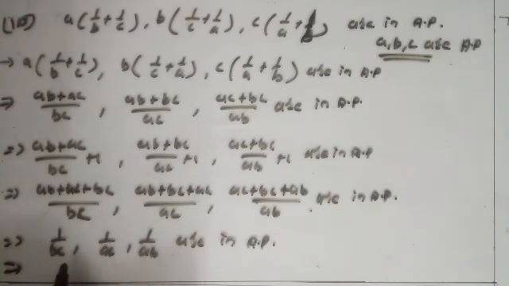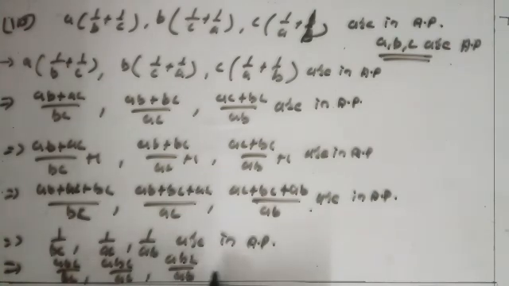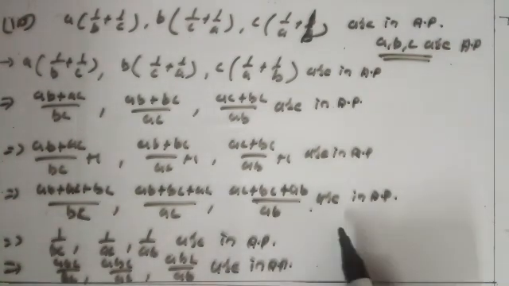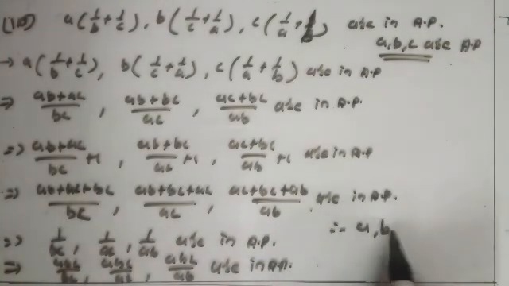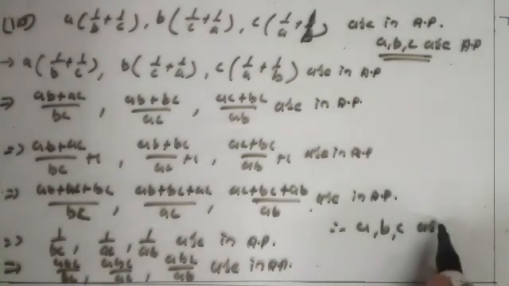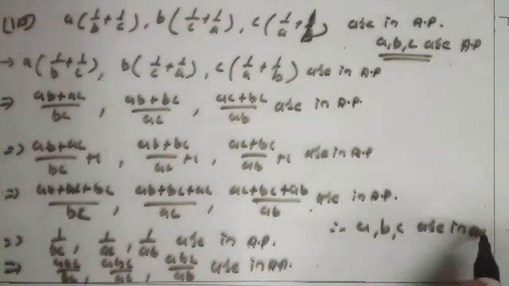The terms are in AP: ABC upon BC, ABC upon AC, and ABC upon AB are in AP. Here BC cancels, so we get A, AC cancels, so B, and AB cancels, so C are in AP. Hence proved. Clear?